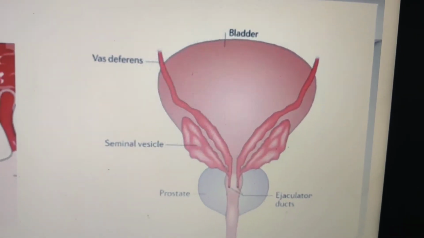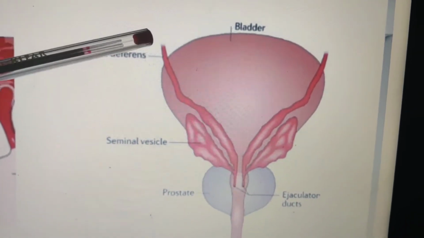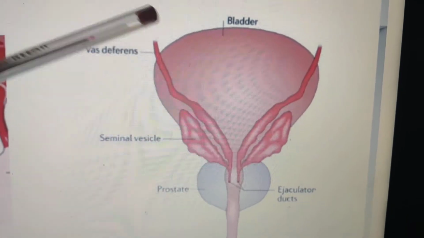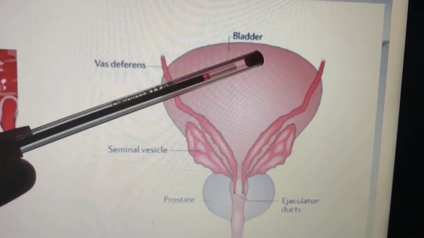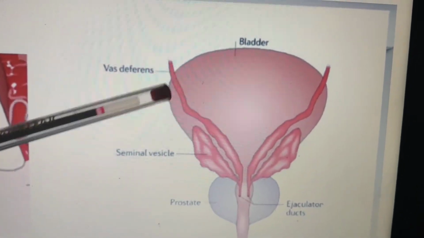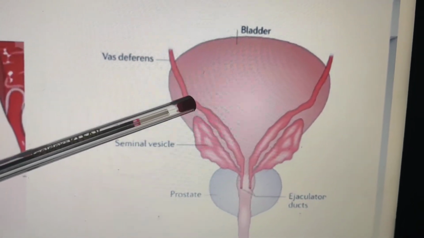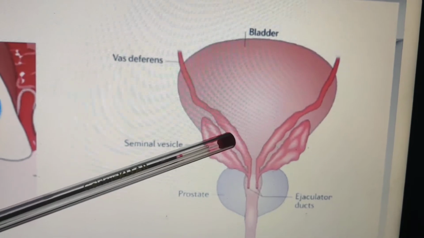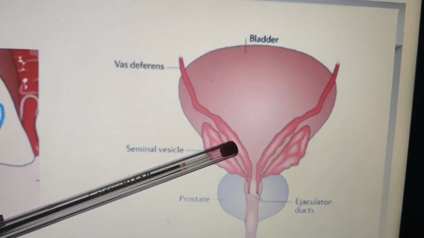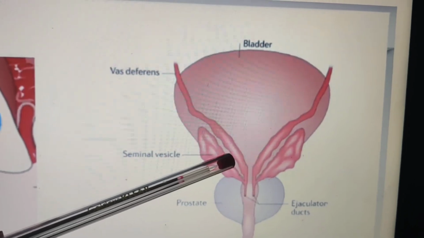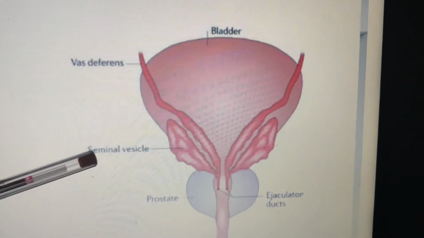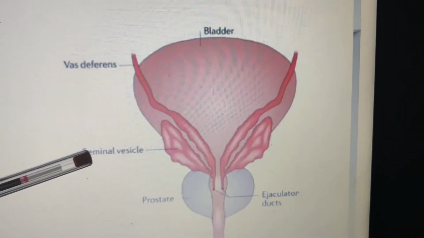Now we will discuss the glands. This was the vas deferens. On the back side of the urinary bladder, this is the urinary bladder, it swells, and the swelling is called ampulla. Here one gland opens. This gland is termed as seminal vesicle.